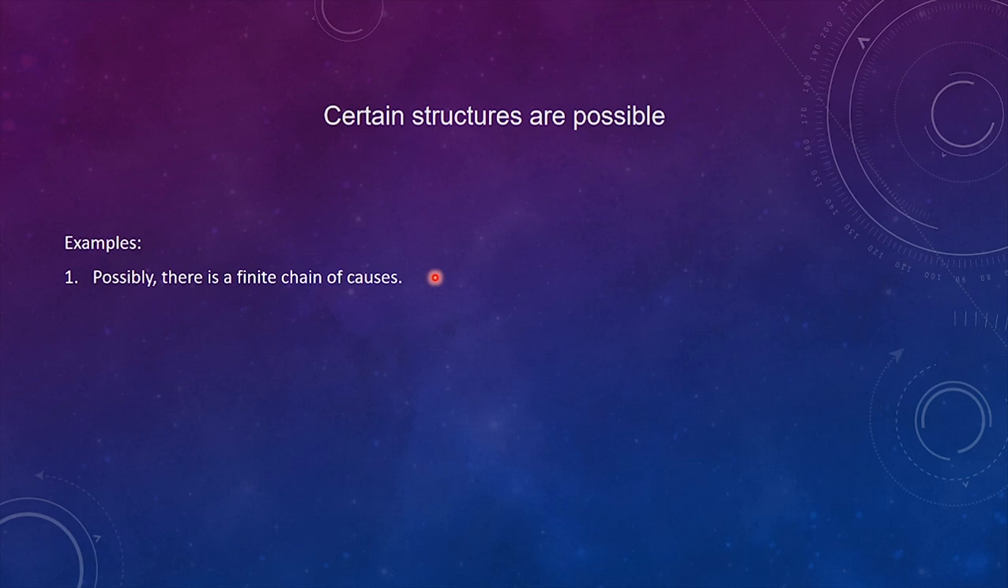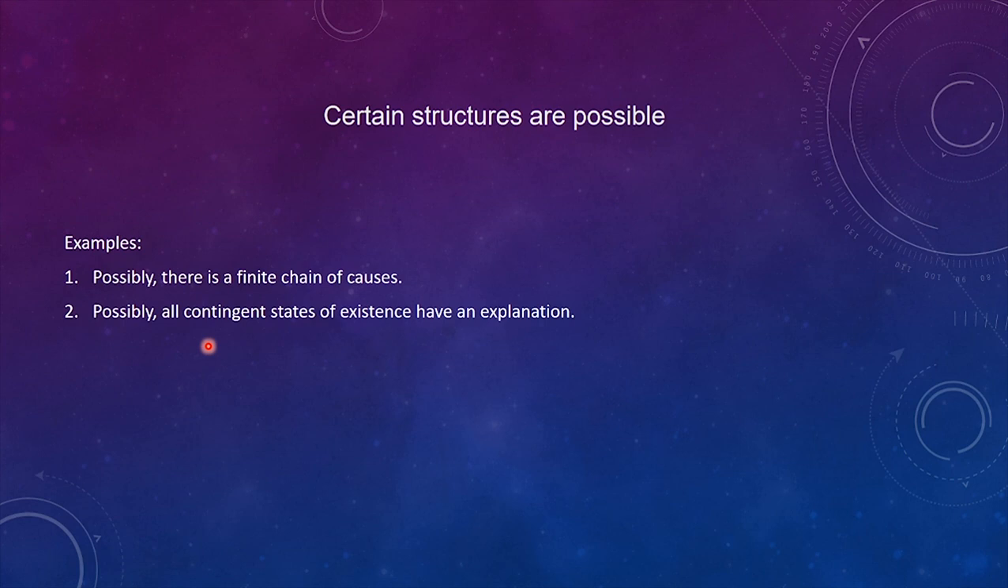Now, I don't mean to suggest that this premise is uncontroversial. One can debate whether it is even possible for there to be a finite chain of causes. But the thought here is that this premise is more modest than the claim that there must be a finite chain of causes. And so if we can build an argument using this more modest premise, then the argument itself is more modest. A second example of a structure that might be possible is that all contingent states of existence have some explanation. So previously, when we looked at the contingency argument, we considered the premise that contingent things have some explanation. Well, this premise is more modest. It just says that possibly for any contingent states of existence, those states have an explanation.